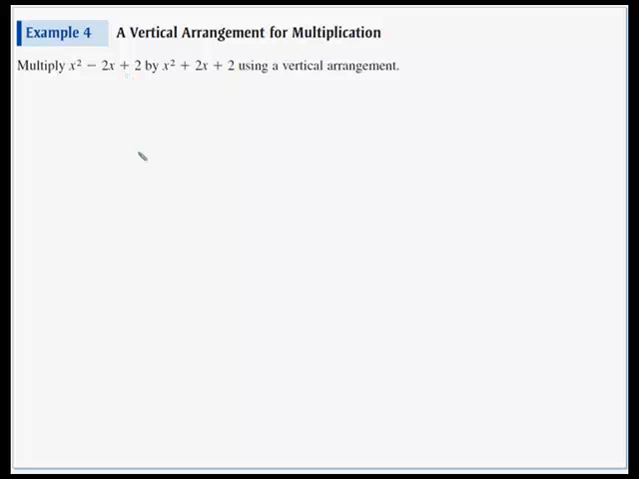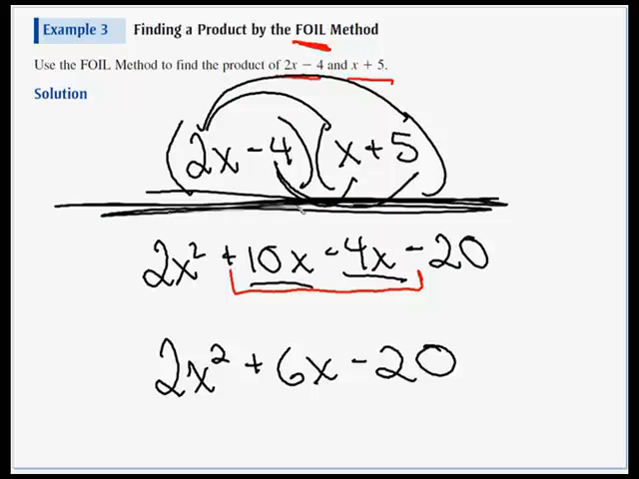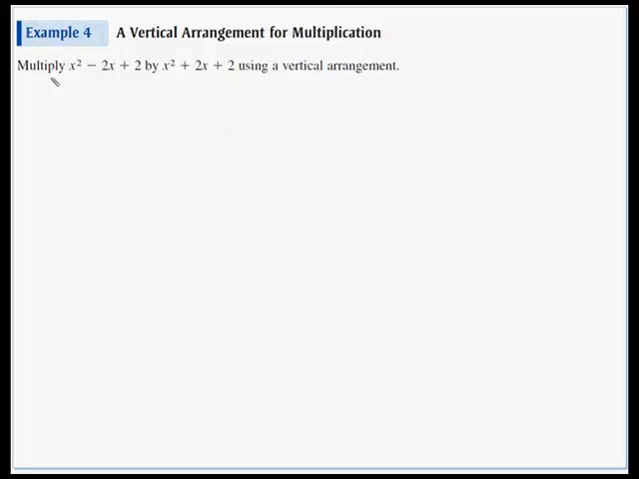There's a different way to do these, and this is useful if you have more than a binomial times a binomial. Here we have a trinomial times a trinomial. If we try to do it by the same FOIL method, keeping everything on the same horizontal line, that can get a little confusing with a 3 times a 3. So we can also do what they call a vertical arrangement. Maybe you learned to multiply some numbers like this, like 22 times 35. We'd write them one over top of the other.